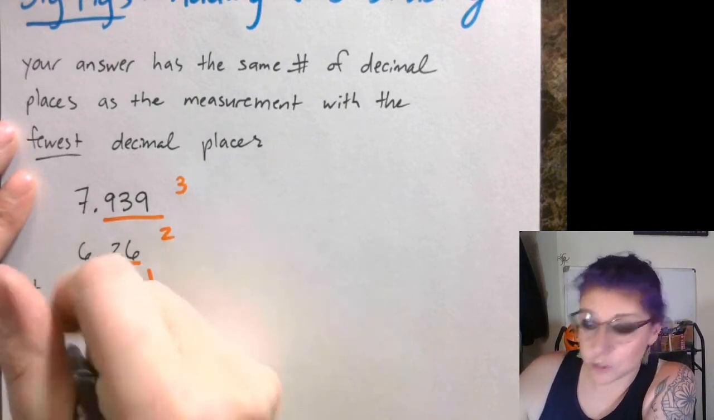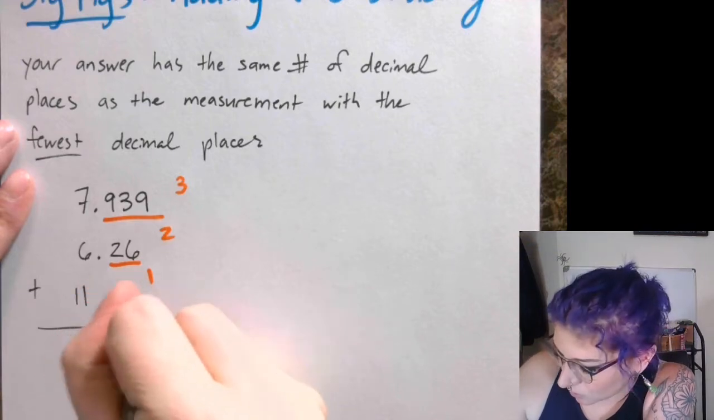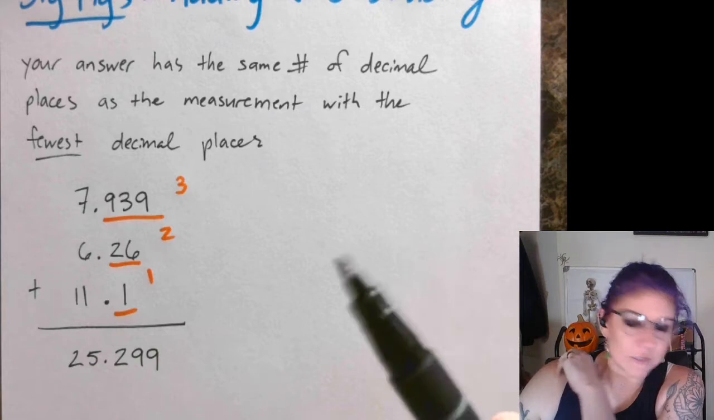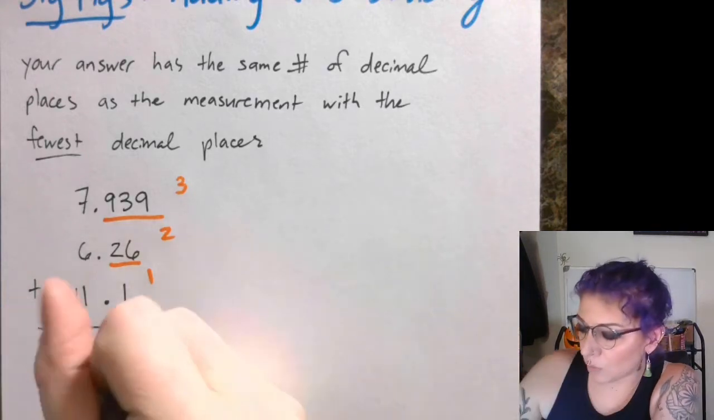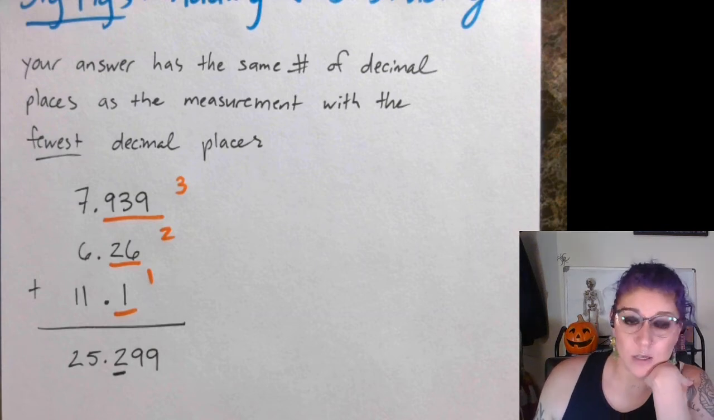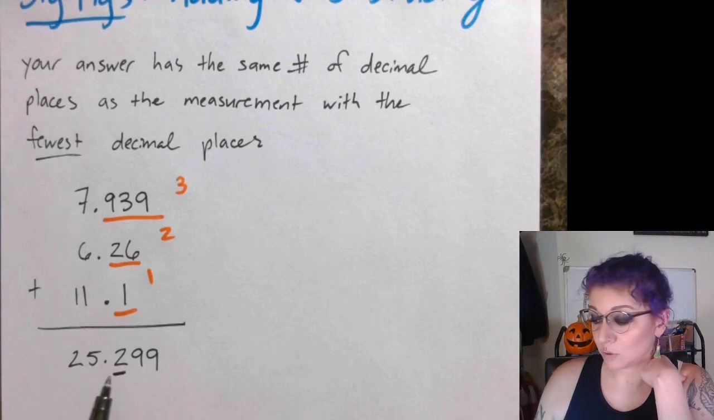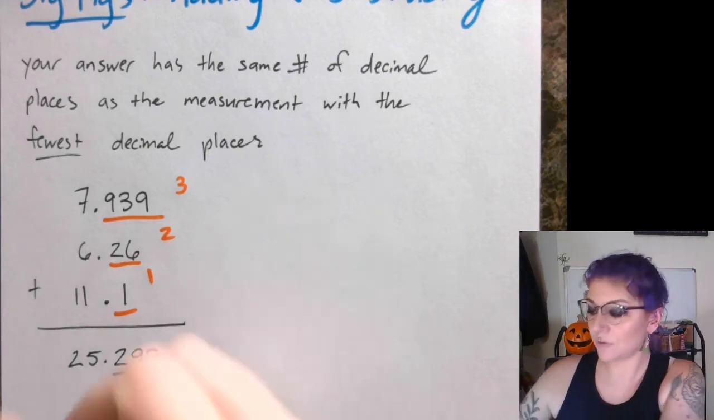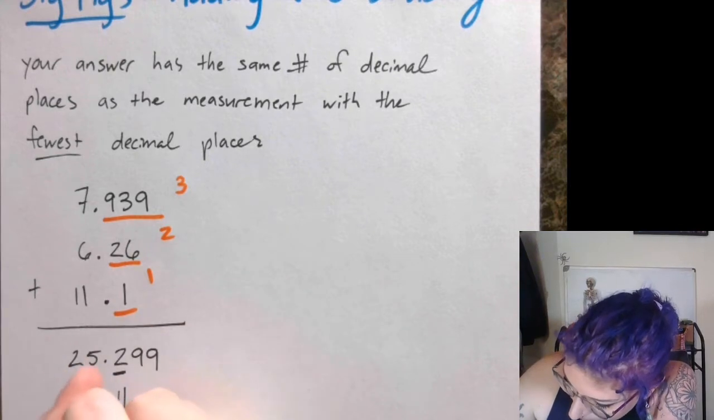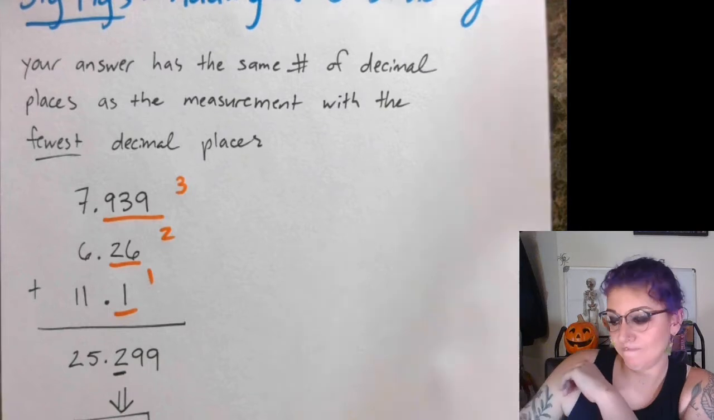We're not going to round just yet. 25.299. So I want 1 place past the decimal. So I'm going to round so that I have just 1 place past the decimal. 9 is greater than 5, so 2 rounds up to 3. So this number becomes 25.3.